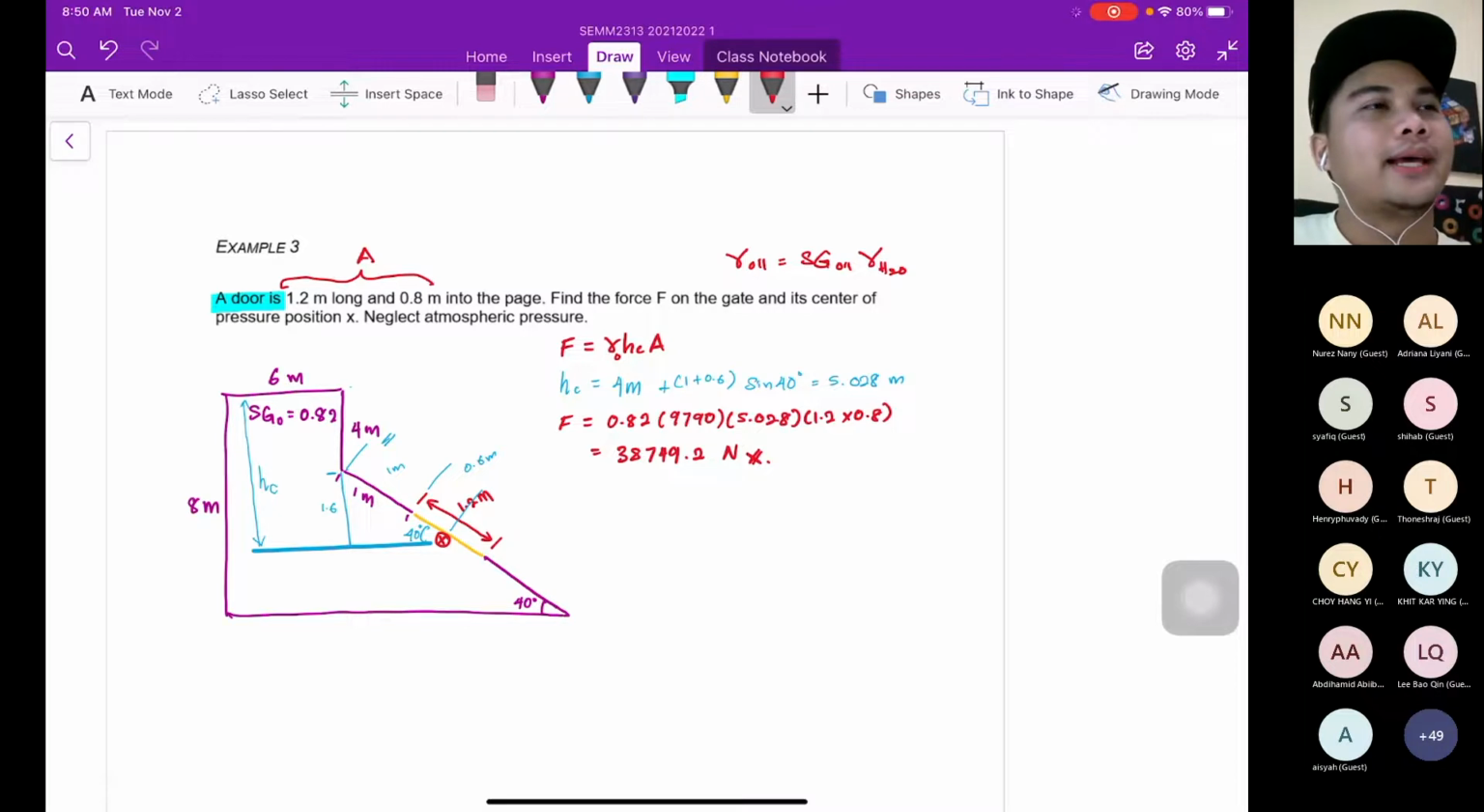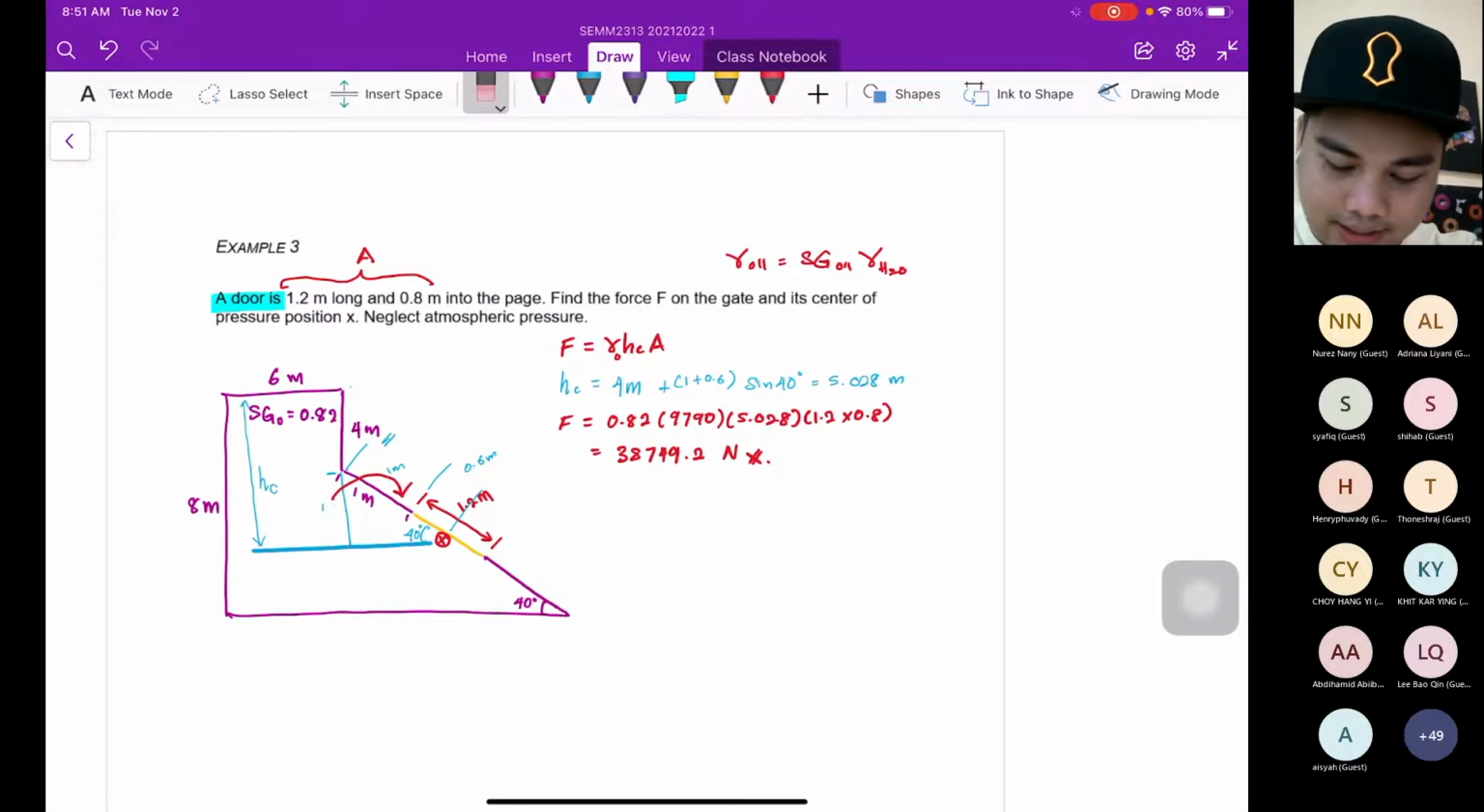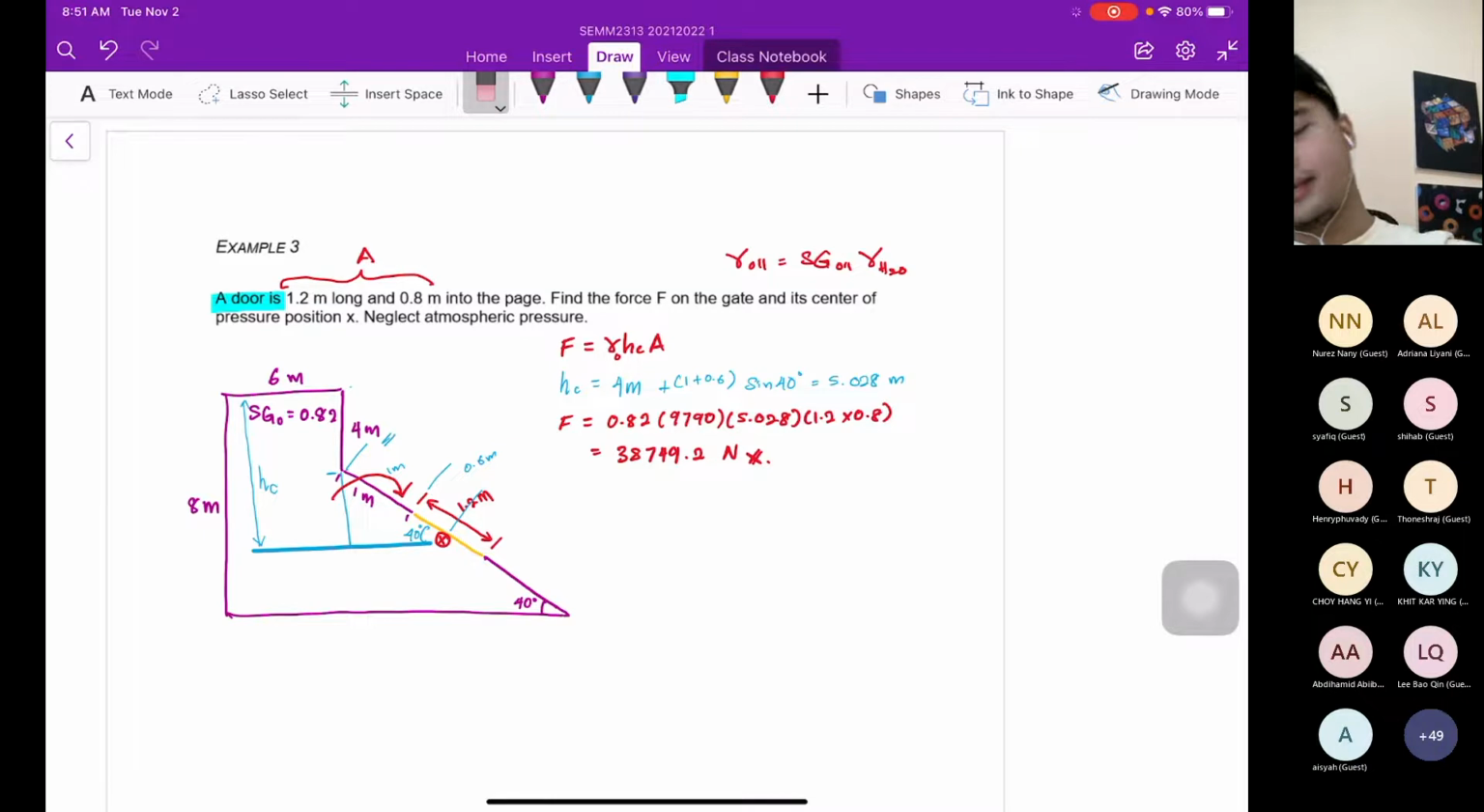Doctor, I want to ask about the 1.6. Is the 1.6 the hypotenuse or the opposite? Oh, sorry, 1.6 is the hypotenuse. But I labeled it here. It is not the hypotenuse. So you need to find the hypotenuse 1.6, and this is the value from earlier.